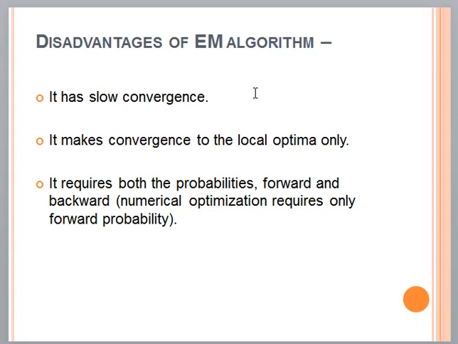And there are also some disadvantages of the EM algorithm. The first thing is that it is very slow, it is time consuming, it is resource intensive, and it leads to slow convergence. It makes convergence to the local optima only, right? So we cannot have a convergence towards the global optima. It requires both the forward and backward probabilities. Numerical optimization requires only forward probabilities. So in this case, we will require both the forward and the backward probabilities.